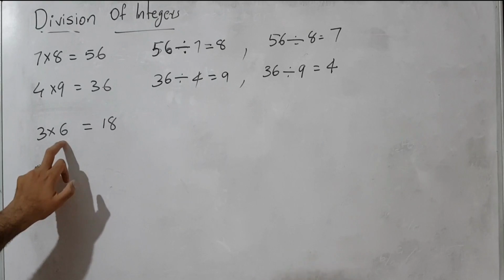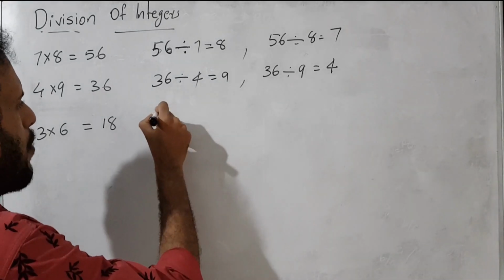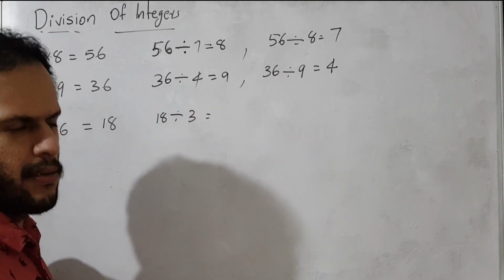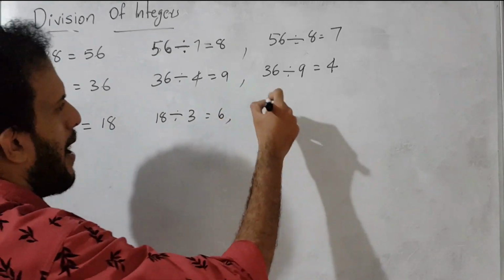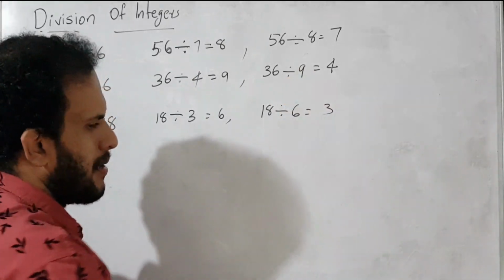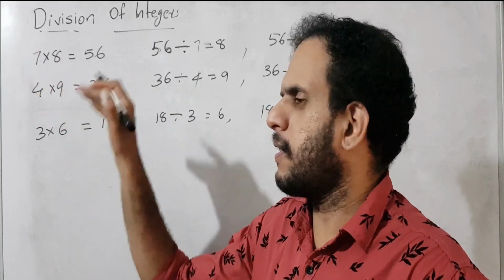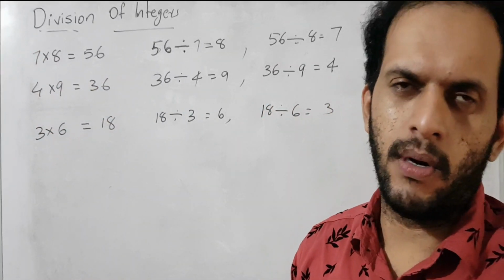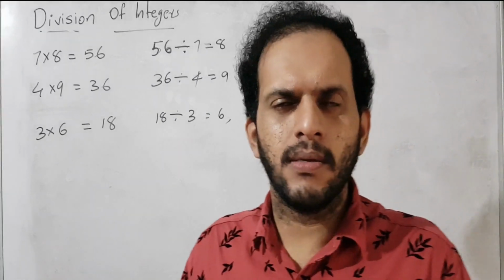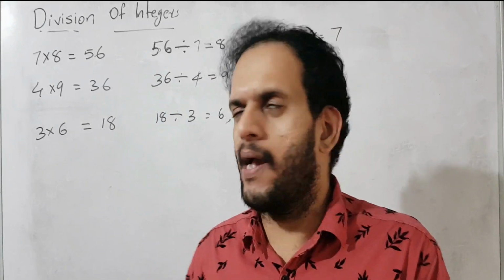Then 3 into 6 is equal to 18. What is 18 divided by 3? 18 divided by 3 is 6. And what is 18 divided by 6? That is 3. Correct? I think you got the relations. If we know the multiplication, then we know how to divide. 2 into 5 is equal to 10, so 10 divided by 2 is 5, or 10 divided by 5 is 2. The same idea.